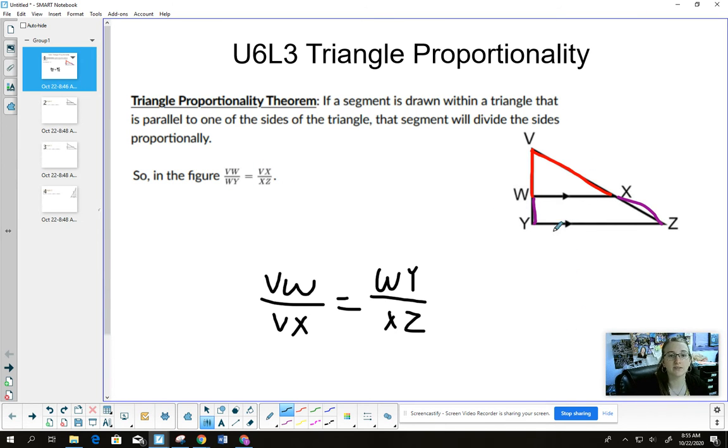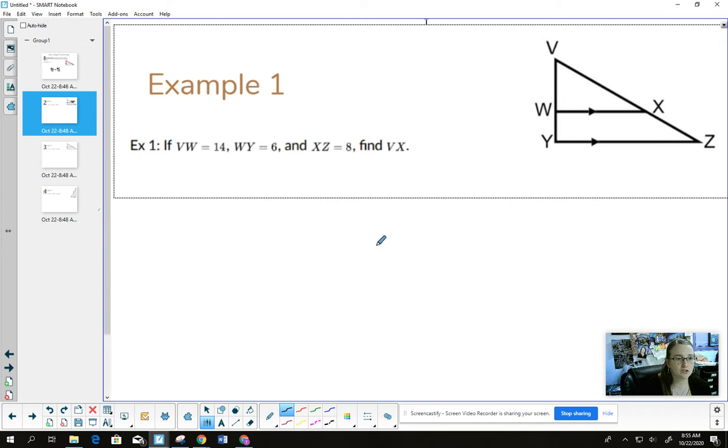Now, we're going to keep this in mind, but again, this is going to change a little bit, as well as that sometimes the letters are going to change. We're not always dealing with V, W, Y, X, Z. It's going to be sometimes different letters, so we have to think more about the positions than the letters when we're doing this. Okay, so let's try this first example.